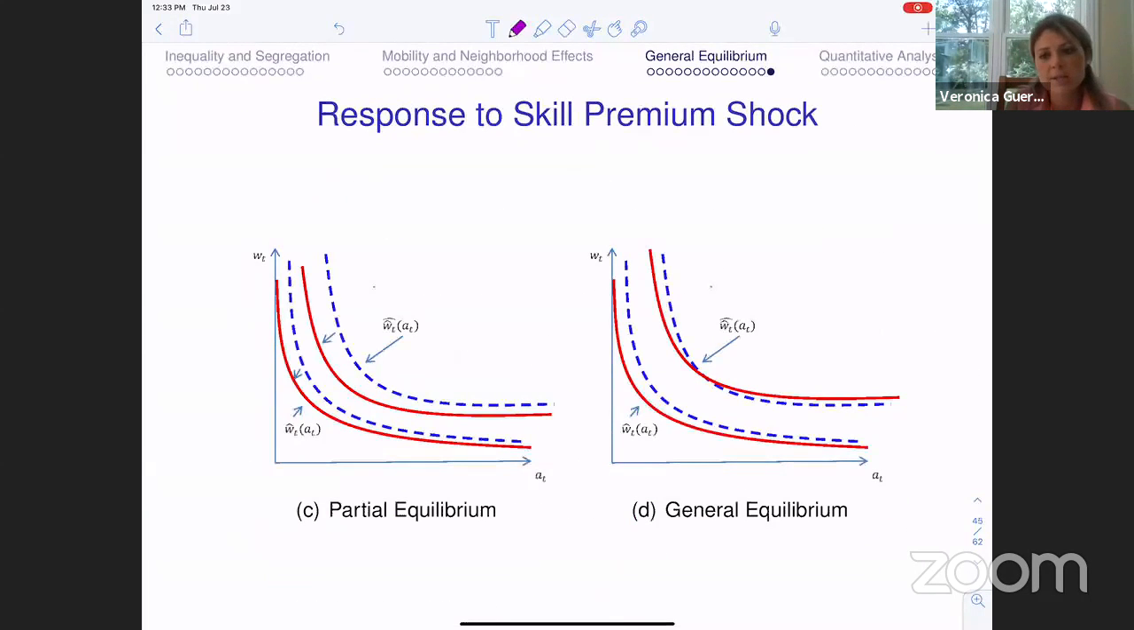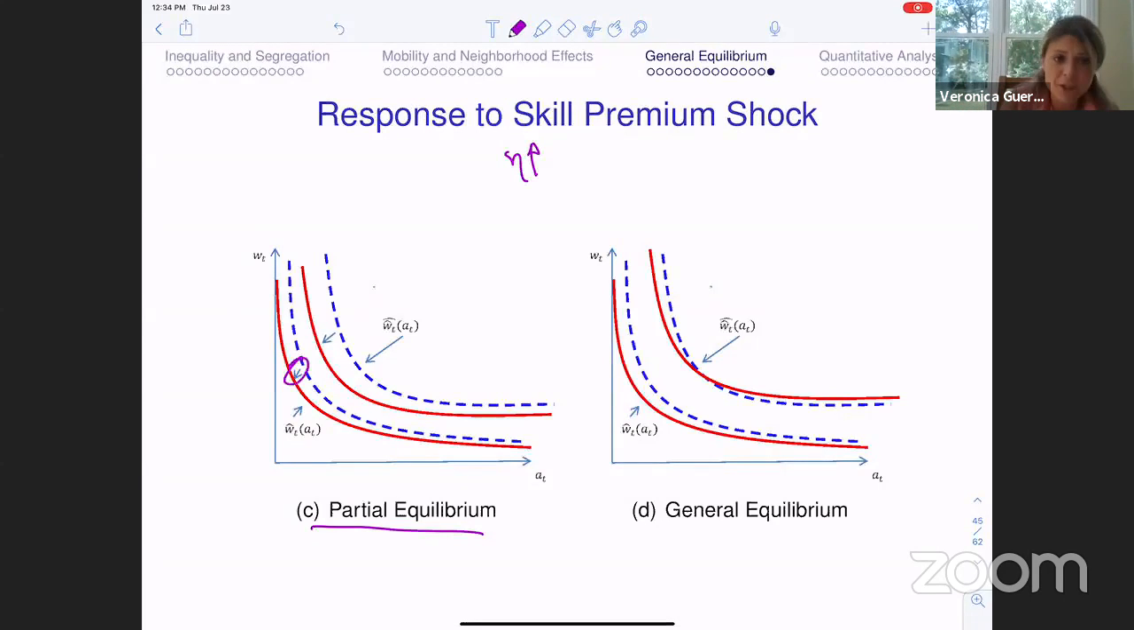Let me show you this again with a graph. Okay, so when eta increases, so the skill premium increases, let's focus on the partial equilibrium effect first. So first of all, let's fix the spillover. And let's fix the rental rate in A, okay? Now, if there is a higher return to education, everybody wants to get more educated because there is a higher return, everything else equal.